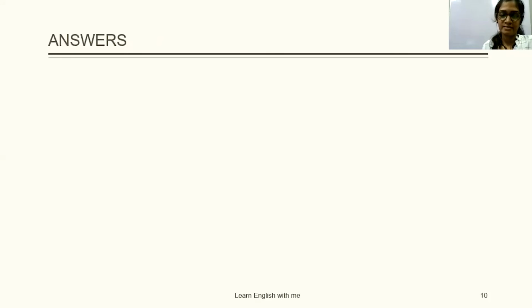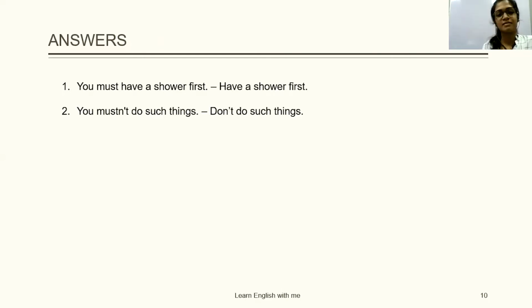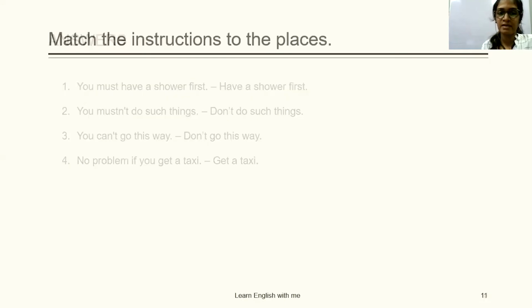And here are the answers. You must have a shower first. The verb begins with, have a shower first. You mustn't do such things. So the imperative will be a negative imperative, don't do such things. You can't go this way. Another negative imperative, don't go this way. No problem if you get a taxi. Imperative, get a taxi. Okay.